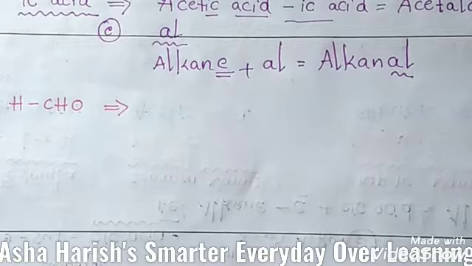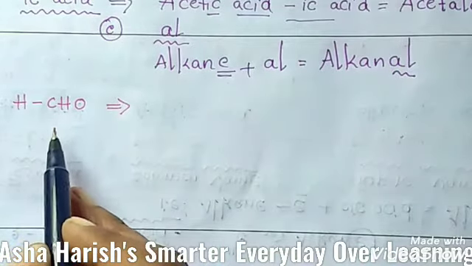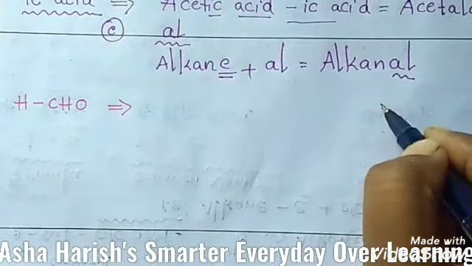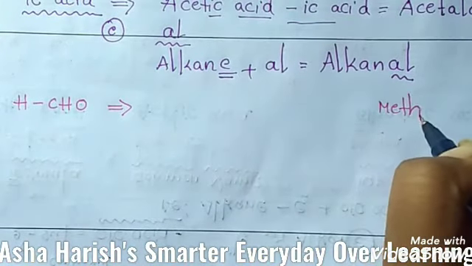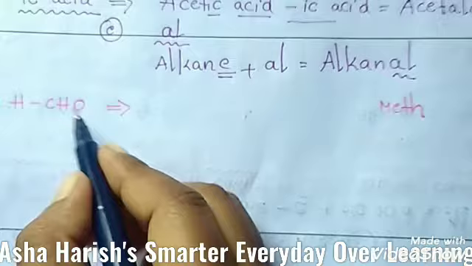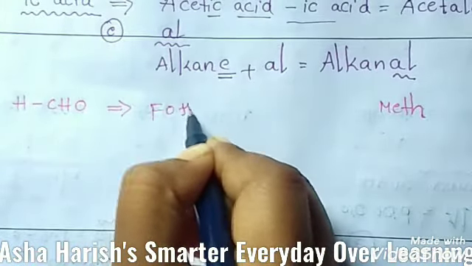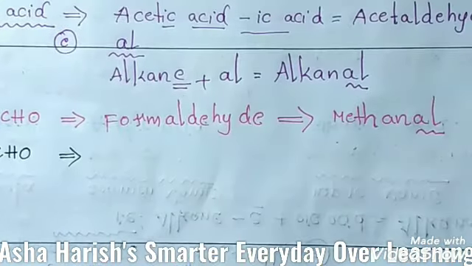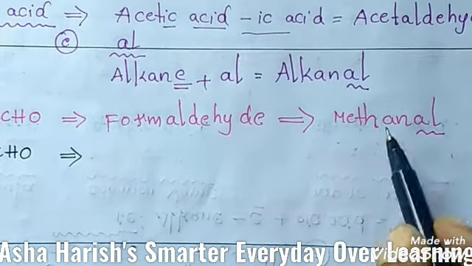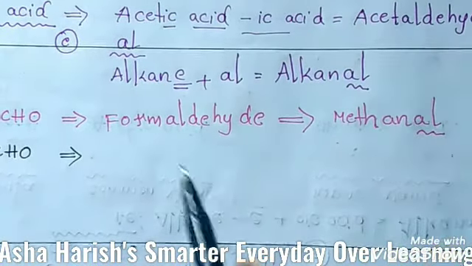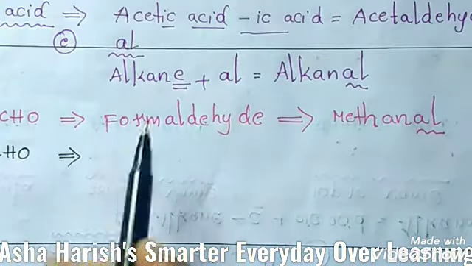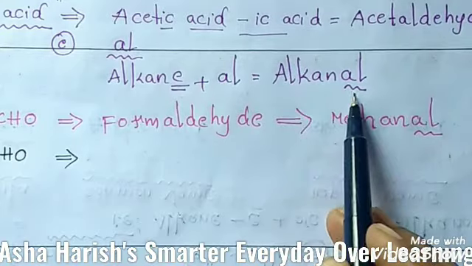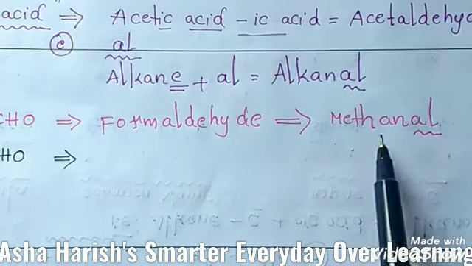HCHO. Okay, as usual you need to count the carbon atoms here, only one single carbon atom. Then students, coming to the IUPAC name, you have the root word meth. And the common name for this, you should remember, is formaldehyde. Then the IUPAC name should be methanal, from methane. Why? Because to methane, the alkane, you add al as a suffix, then you get alkanal, right? And based on this, you get methanal.